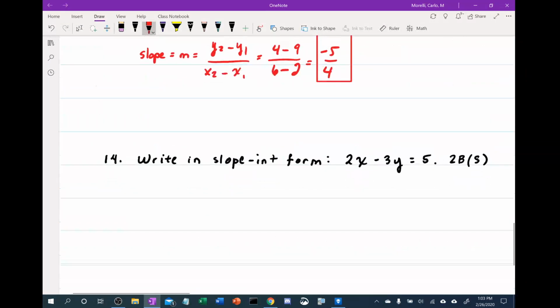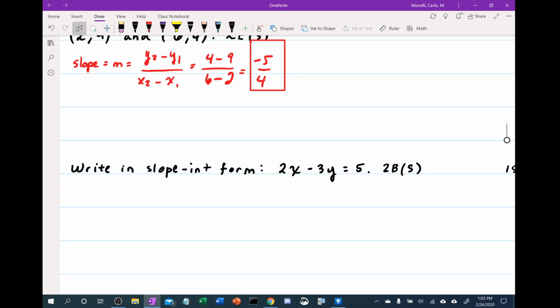Write in slope-intercept form. What form is this? This is Ax plus By equals C. What form is that called? You can say point slope, standard, intermediate, slope-intercept. What do you think it is? Standard form. So we're going from standard to slope-intercept.